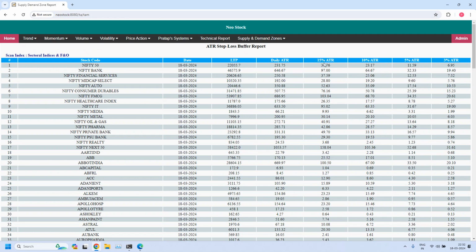15% ATR is stop buffer for monthly income trade, 10% ATR is for weekly income trade, 5% ATR is for daily income trade, 3% ATR. Some people can also use 2% ATR, that you have to calculate manually, because you already have daily ATR available. So 3% ATR is for hourly income trade.